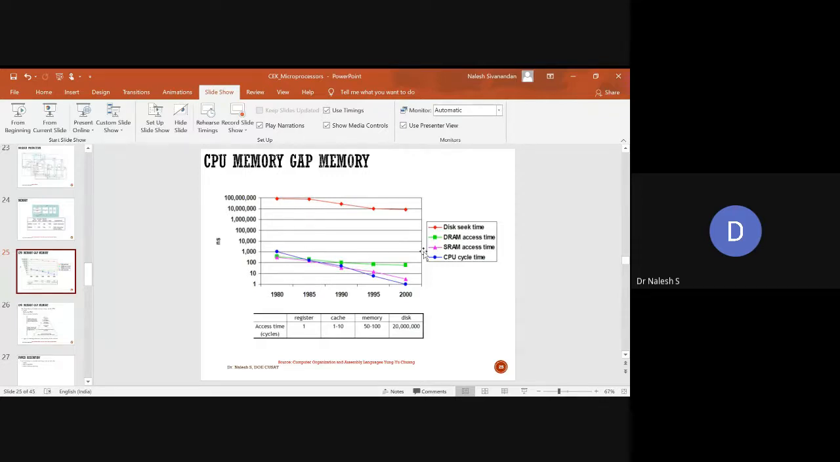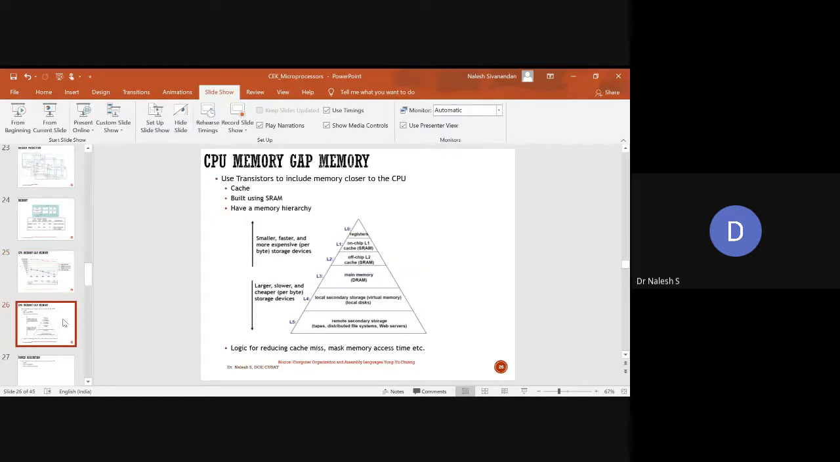More cycles means your data coming from the memory is taking more cycles, so your execution is going to be slower. You need to wait till the data comes from the memory to continue the execution. So as the CPUs become faster, the memories are not becoming faster. How do you address this problem? You have what is known as cache, or you use a memory hierarchy.